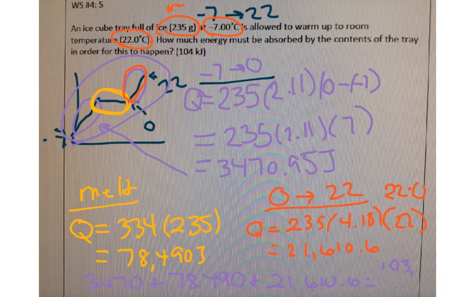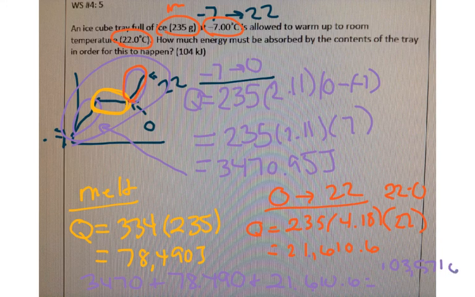Rounded to the correct number of sig figs: if you look at your problem, every single thing has 3 sig figs, so that would be 1, 2, 3. So that would round up to 104,000 joules, which once again, moving over that decimal 3 places, 1, 2, 3, is where you get that 104 kilojoules.